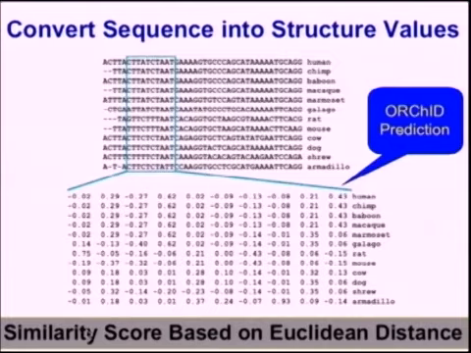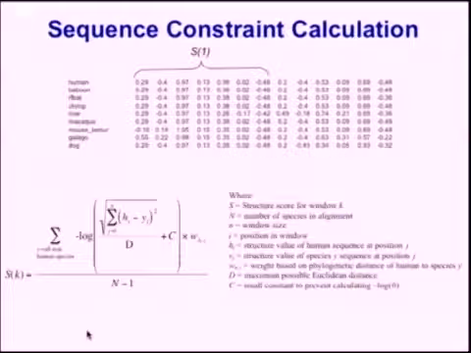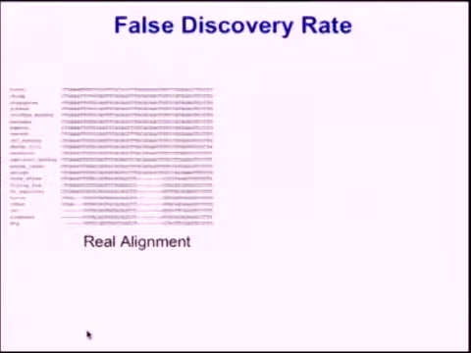So the steps in this particular constraint algorithm are to take a multiple sequence alignment and convert it into these structure scores, which relate to the DNA solvent accessibility. And then we create a similarity score, which is based on the Euclidean distance between these measures. So we go into a window and ask essentially how similar is this row of numbers to this row of numbers over here. And we weight all of these species based on their distance from the human sequence. And then we can come up with a score.